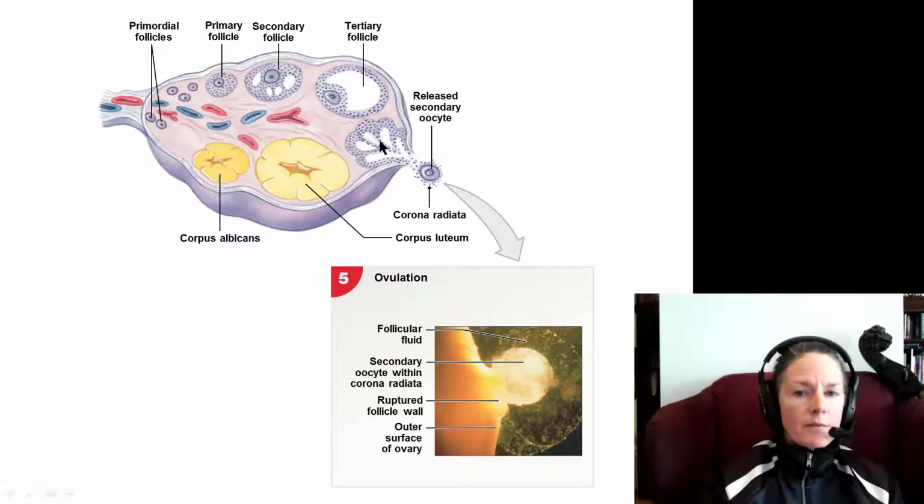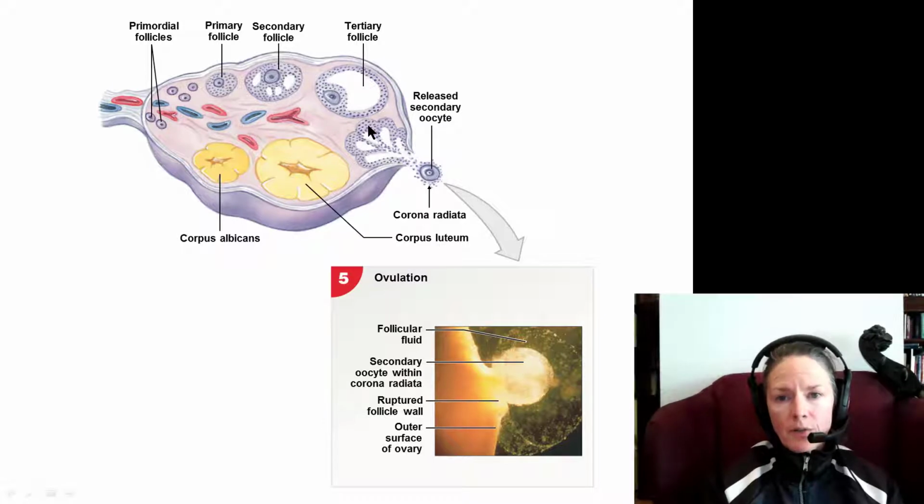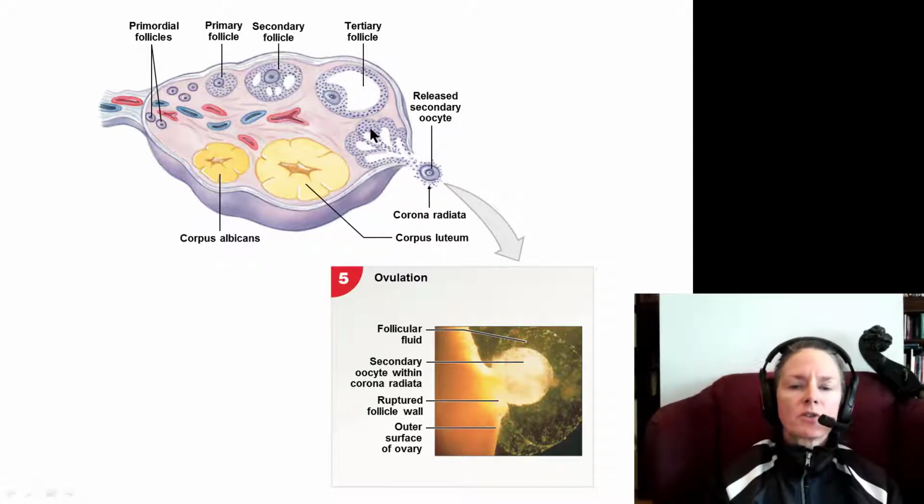And then because of LH, this whole thing will involute and become the corpus luteum. So the LH, luteinizing hormone, is what causes ovulation, and of course is what causes the tertiary follicle, or what's left of it, to become the corpus luteum, and hence the name luteinizing hormone. Then our corpus luteum will start the second phase of the ovarian cycle, and that will be the luteal phase.